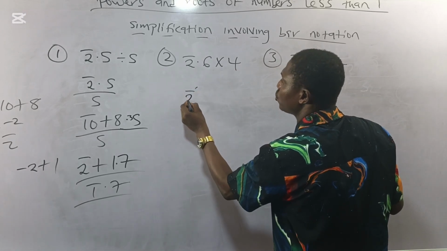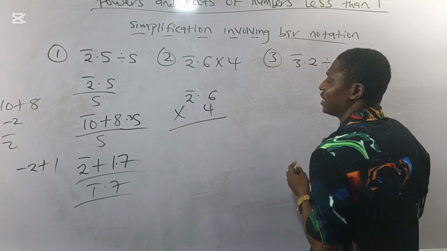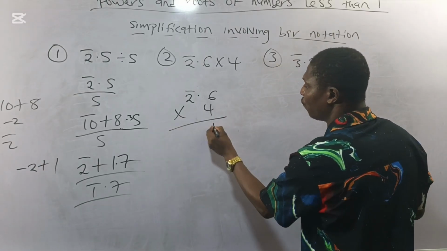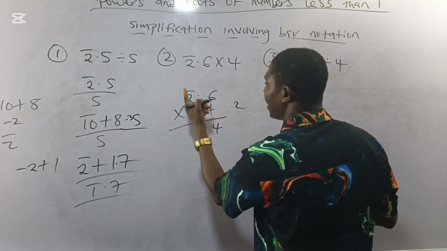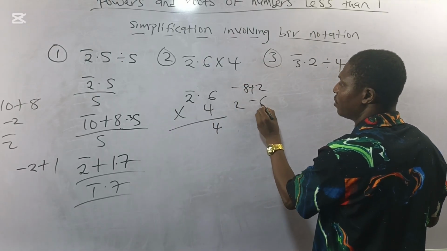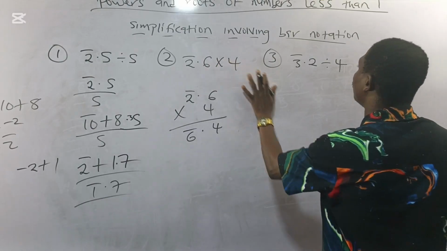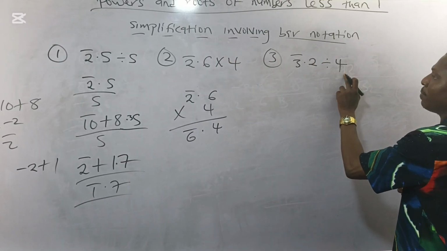Remember, this is bar 2.6 multiplied by 4. 4 times 6 will give me 24. 4 carry 2. 4 times bar 2, which is minus 2, is minus 8. And minus 8 plus 2 will give me what? Minus 6, which is bar 6.4. And for the third, we have bar 3.2 divided by 4.